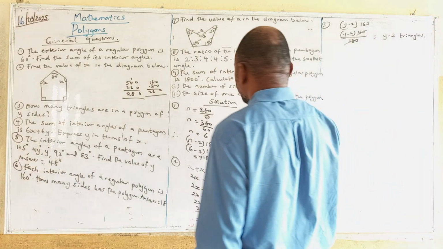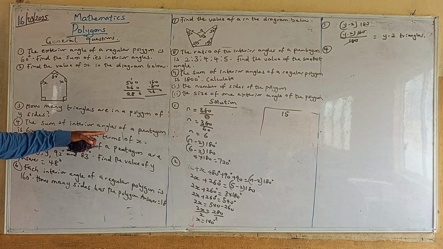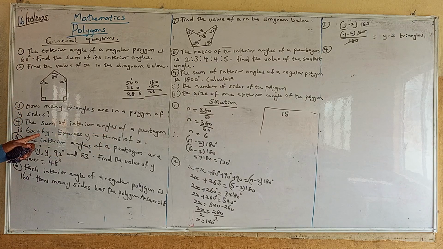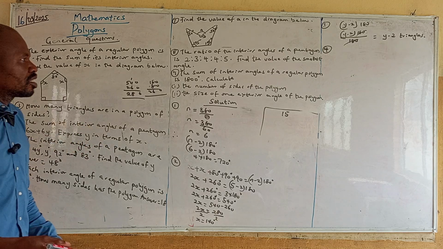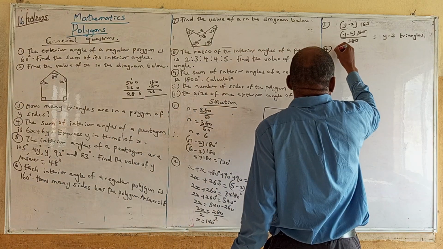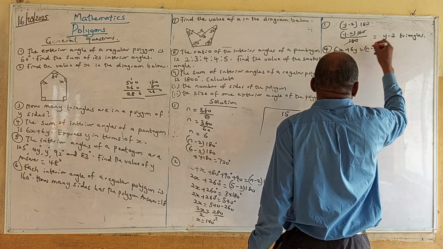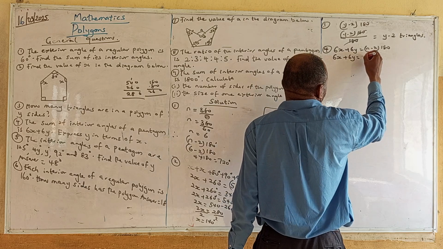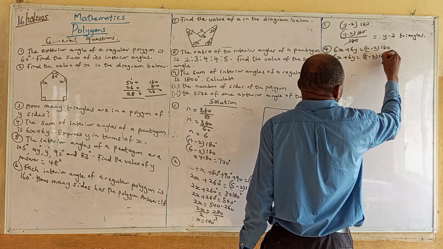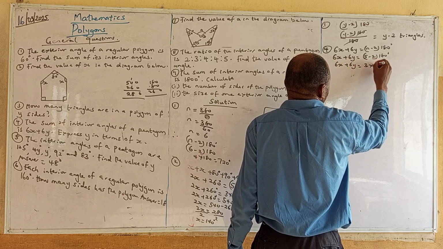That's it. Then number 4. The sum of interior angles of a pentagon is 6s plus 6y. Express y in terms of s. Okay? So I have 6s plus 6y equals (n minus 2) times 180. So 6s plus 6y equals, a pentagon is 5 sides, (5 minus 2) times 180 degrees. So 6s plus 6y equals 3 times 180 degrees.